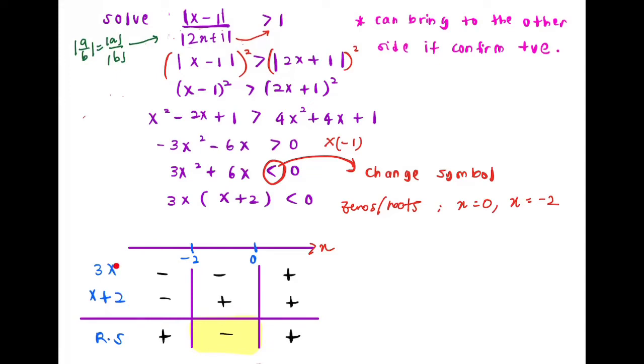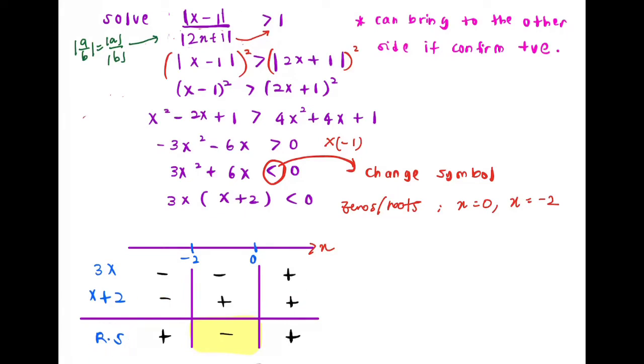Let's do the shortcut. For 3x, the zero is 0. So the right hand side is plus. The left hand side here is minus. For x plus 2, the zero is here. Okay, so the right hand side is plus. The left here is minus.